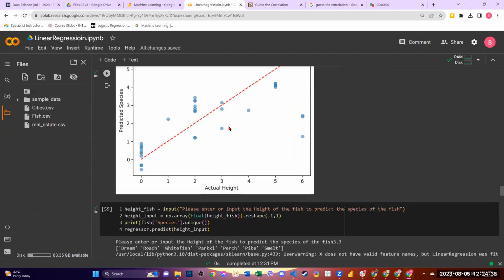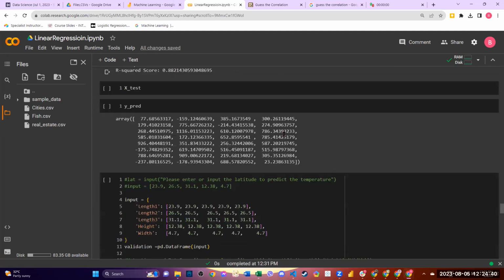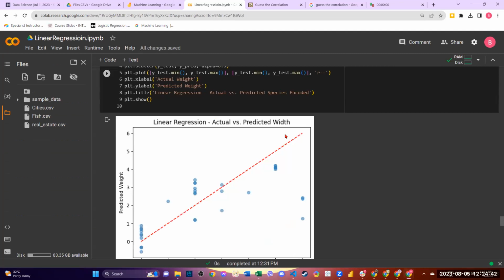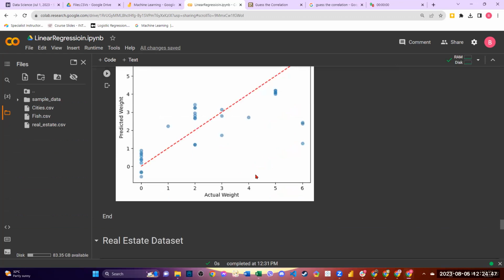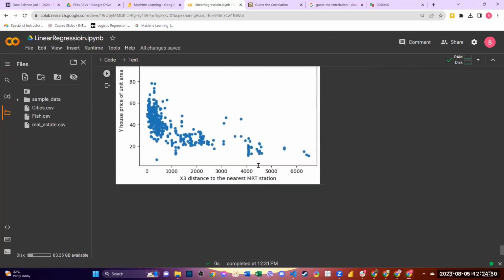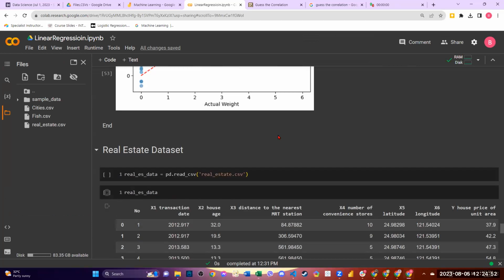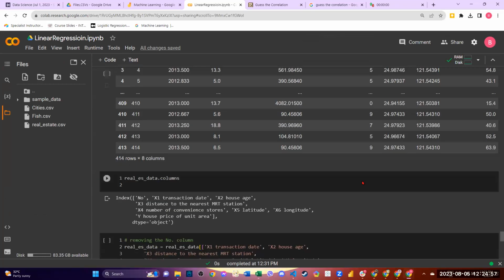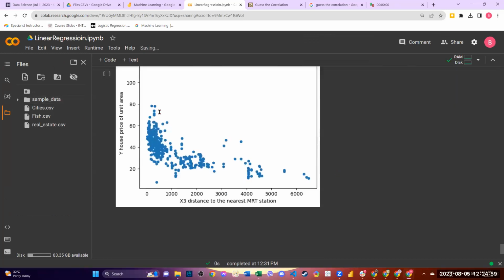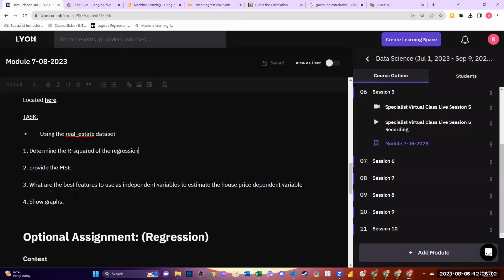Okay, so do you have any questions? So this one, the real estate, it's your turn. This is going to be your assignment, the real estate data set. Okay, so on your task, you will be using the real estate data set. Determine the R squared of the regression.